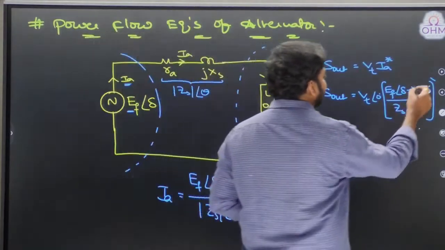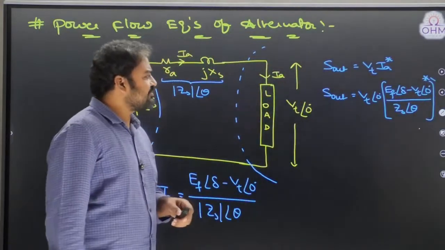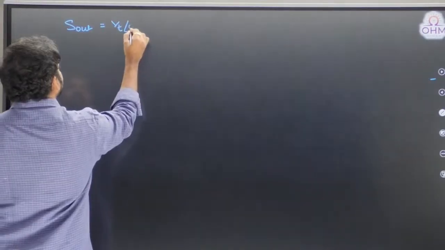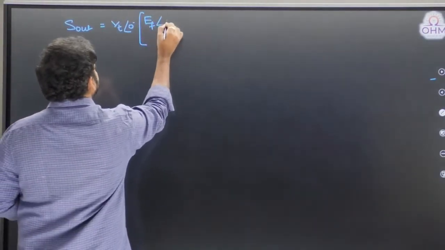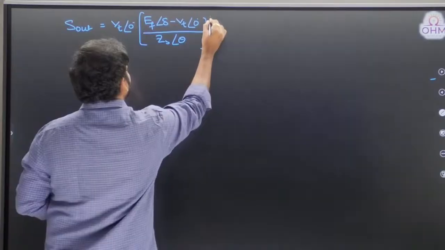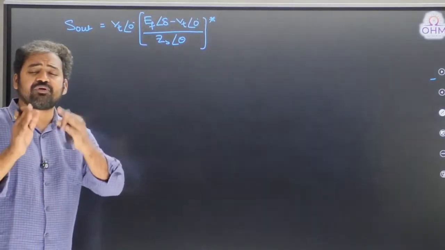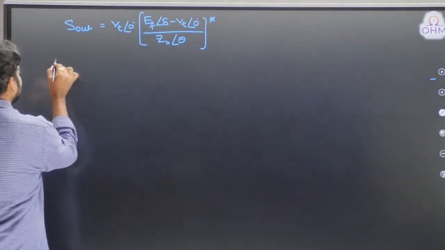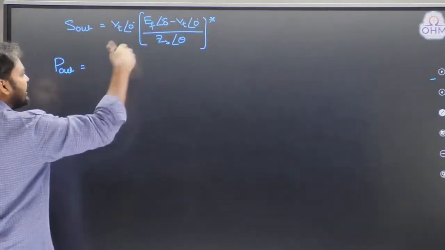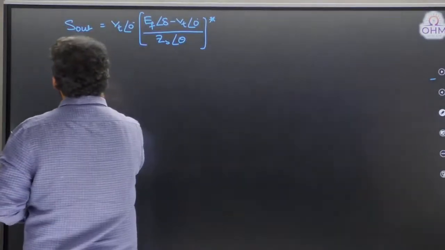Okay, whole conjugate. EF at an angle delta, Vt at an angle 0 by Zs at an angle theta, whole conjugate. So I will go to the next page to extend the equation. So complex power output is Vt at an angle 0 into EF at an angle delta minus Vt at an angle 0 by Zs at an angle theta, whole conjugate. I have just rewritten. And can I say complex power is nothing but active power plus j into reactive power. So therefore, active power output, if I want, can I say that is the real part of this equation? Reactive power output will be the imaginary part of this equation.